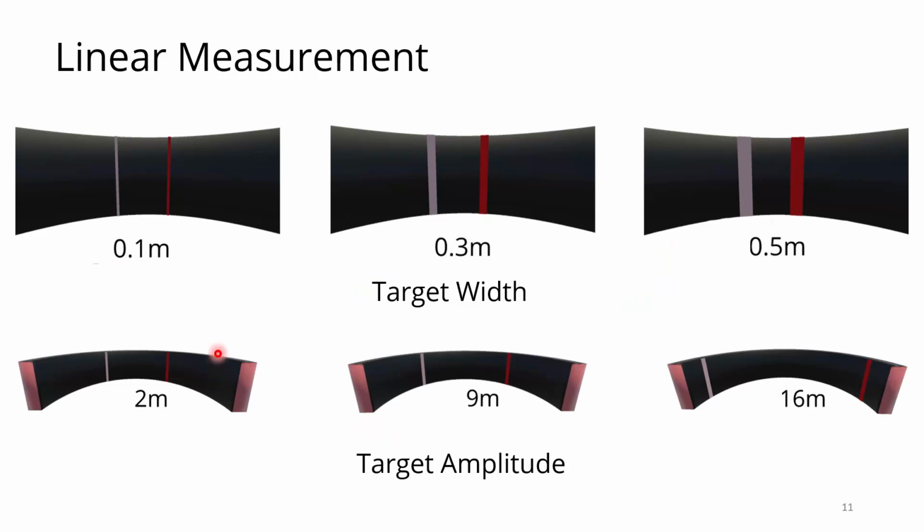Here we see the linear measurements, and so we use 2 meter, 9 meter, and 16 meter as the target amplitudes, and 0.1 meter, 0.3 meter, and 0.5 meter as the target width. And here, the linear measurements correspond to the arc length based on the circular region of the display. And by using these width and amplitude combinations, we had 9 index of difficulties, also known as IDs, that range from 2.32 to 7.33 bits.